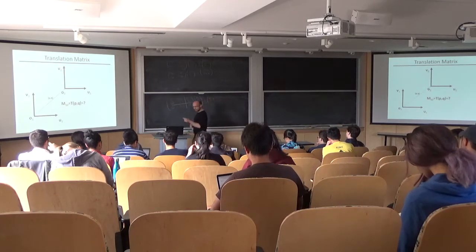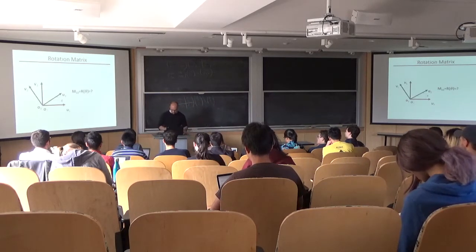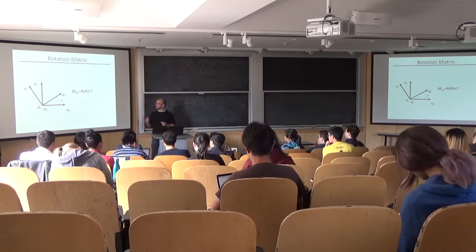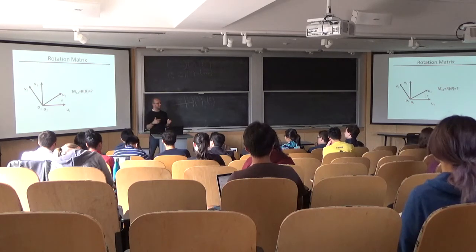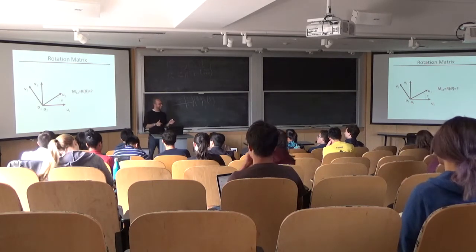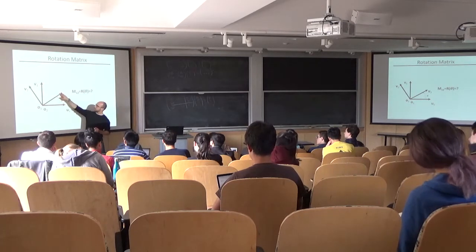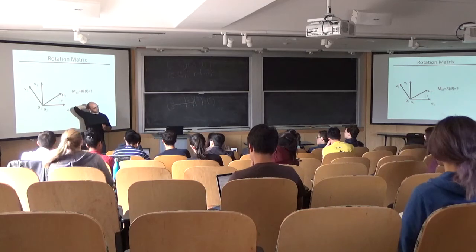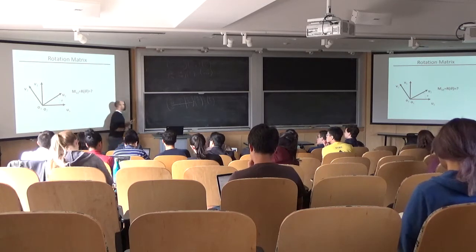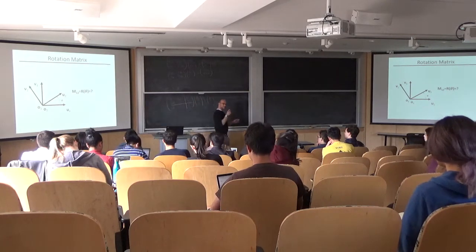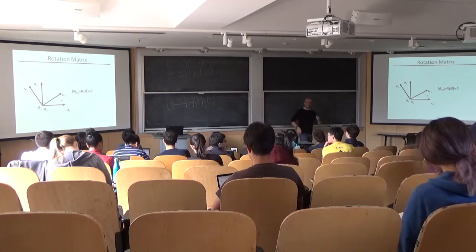Cool. Let's do another example. This is my favorite one to get wrong. Let's say that I want to rotate counterclockwise by an angle theta. I have a point in coordinate system 2, and I want it in coordinate system 1. This is going to be a good review.